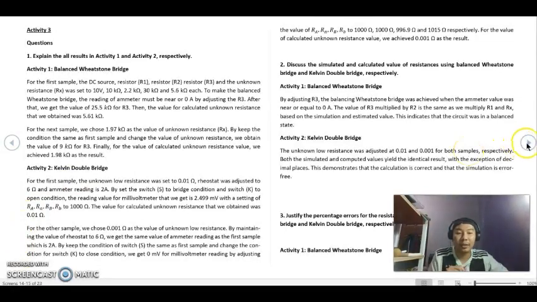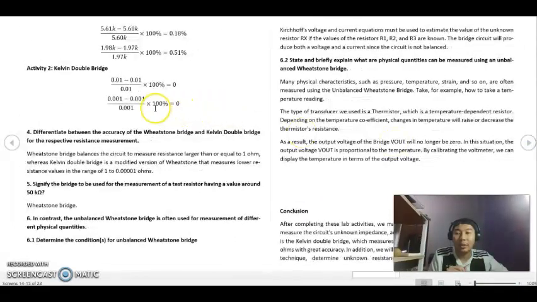And for the next part, we need to justify the percentage error, according to this formula. We got the percentage error for activity 1, and this is for activity 2. Next question, differentiate. The Wheatstone bridge balances the circuit to measure resistance larger than or equal to 1 ohm, whereas the Kelvin double bridge is a modified version of the Wheatstone that measures low resistance values in the range of 1 to 0.0001 ohms. So for question number 5, the answer is Wheatstone bridge.